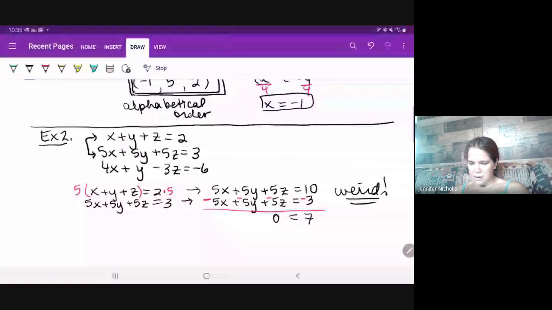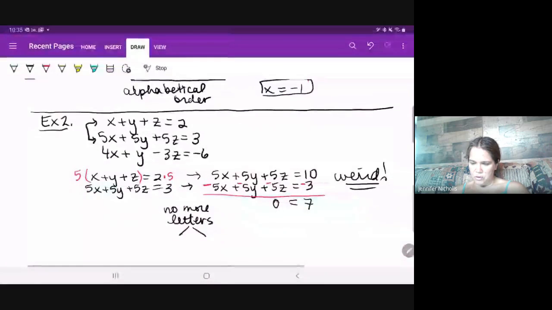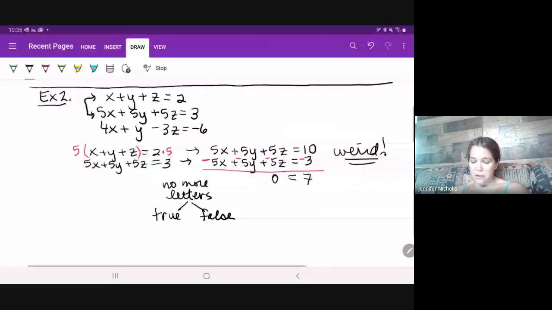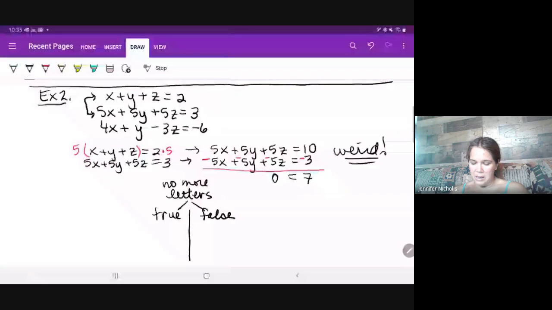Okay, there's no more letters. That's exciting. So no more letters. The answer is either going to be true or false. And you know what? For you guys, I think I forgot to write what false would mean. So true means infinitely many solutions. And false means what? I think we forgot to write what false meant when we were doing it. No solution, yeah.